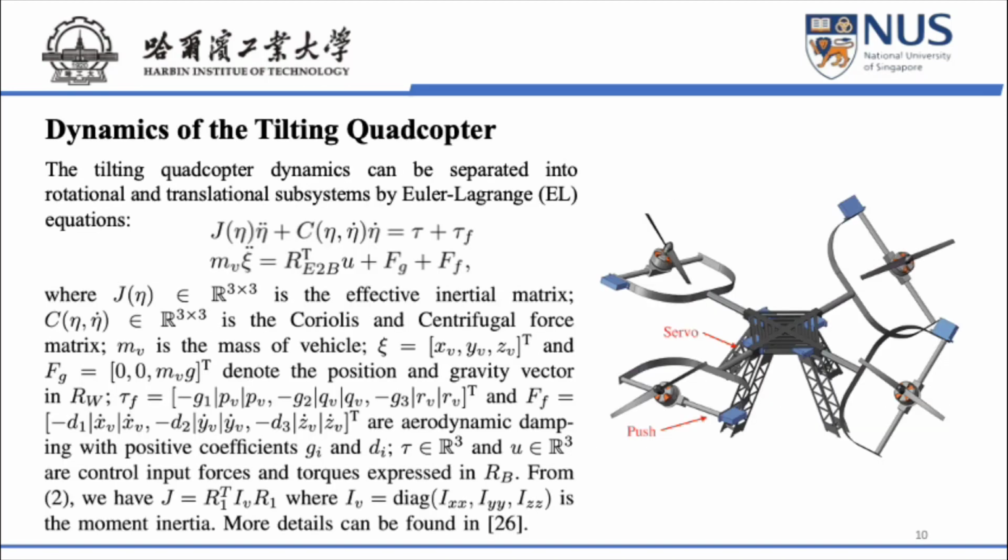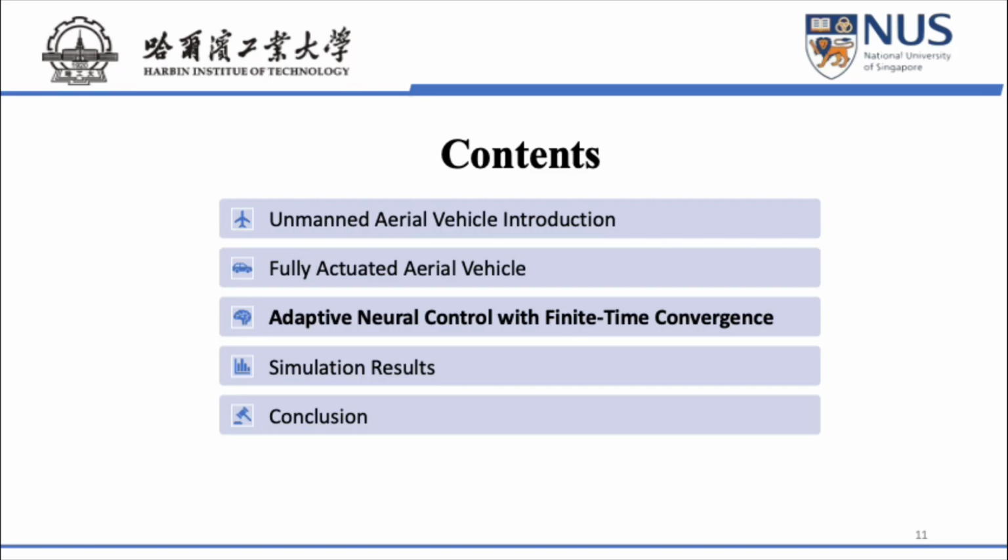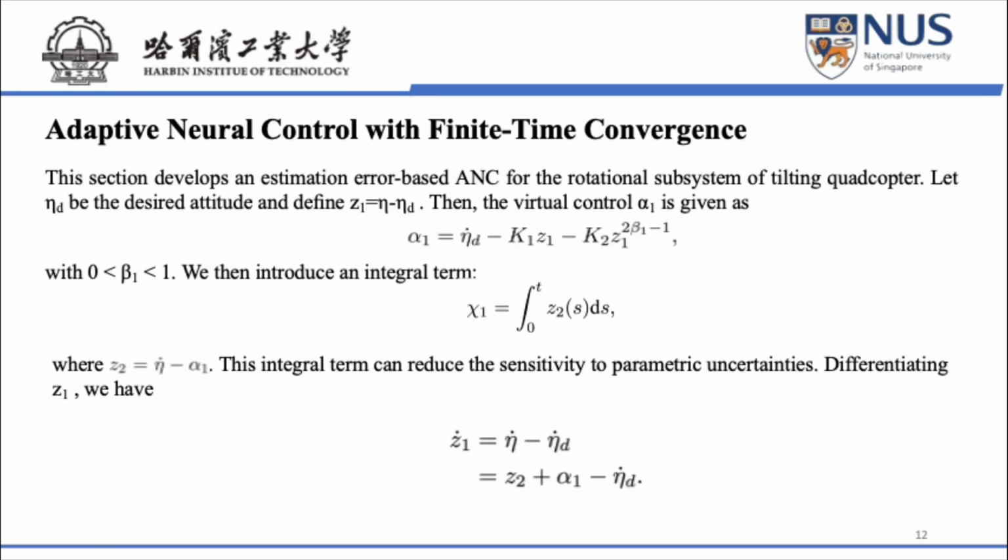First, let us develop the dynamics of the tilting quadcopter. According to the Euler-Lagrange equations, we will have the following dynamics equations, where in this system there are a lot of uncertainties such as the damping coefficients or the moments of inertia. To compensate for the uncertainties in the system, we would like to develop the adaptive neural control with finite time convergence. However, a lot of work has been paid to guarantee the convergence of the tracking error.